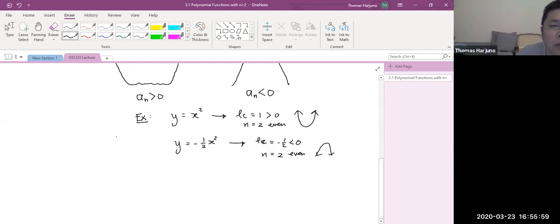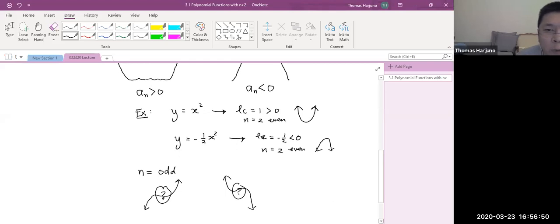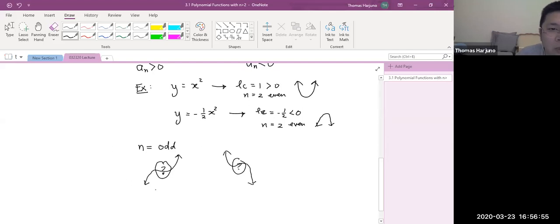Now, what happens if the degree is odd? Let me write down the general idea first. If the degree is odd, then it will be either like this, or it will be like this. Again, we don't know what happens in the middle; that's the detail we'll put in a later section. So either it's from negative infinity, something happens in between, and then the further we go to the right, we go to positive infinity, or it comes from positive infinity on the far left and goes to negative infinity on the far right. If we want to know which one is which, we look at the leading coefficient. The leading coefficient is positive.